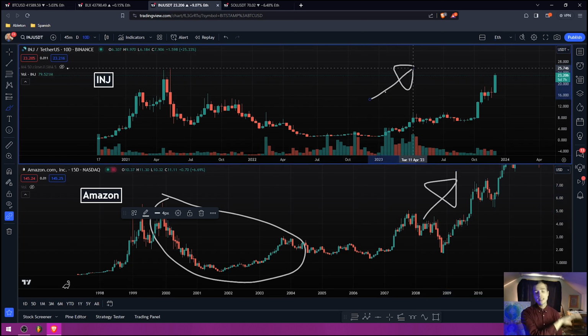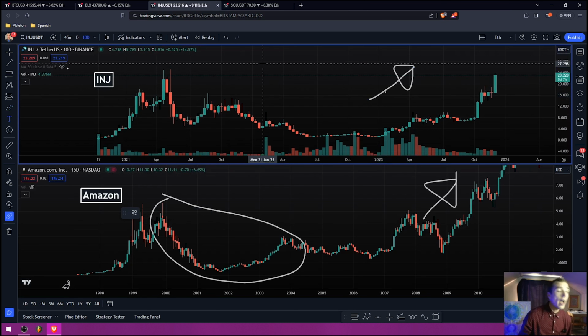INJ is doing the exact same thing right now. You can see that same exact accumulation pattern. It looks really, really nice. It's starting to break out of all-time highs, just like how Amazon did. Now, does that mean that INJ is going to become one of the biggest companies or cryptos in the world?